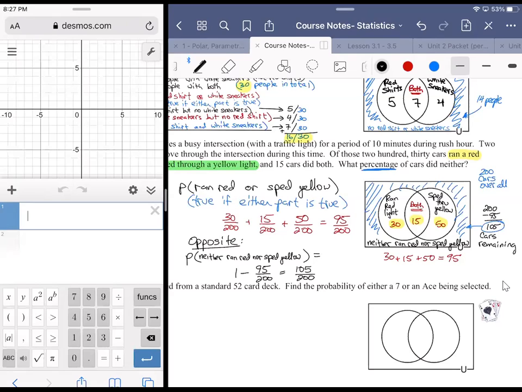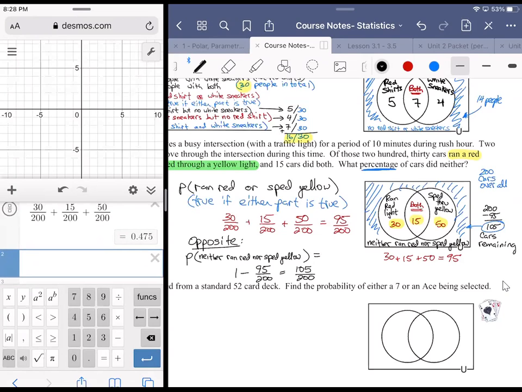Right. So let me just pop it into Desmos here so you can see. If I had 30 over 200 plus 15 over 200 plus 50 over 200. You got that decimal value there. Again, that's the one we don't want.